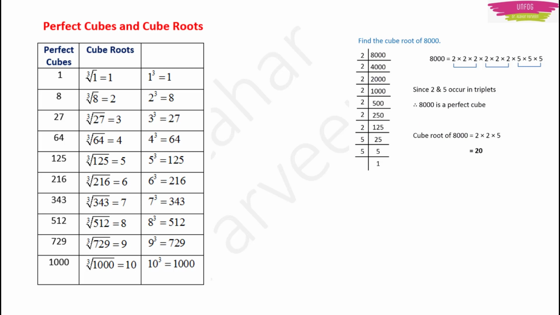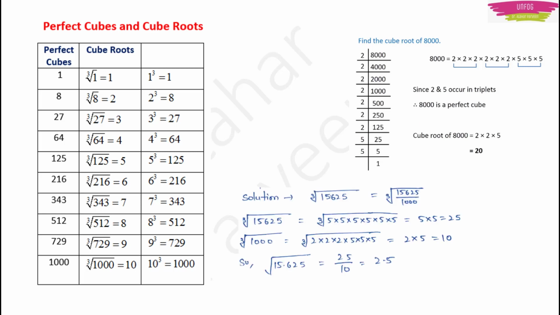Once all are done, now you should not look for the squares. Now you should look for the triplets. Triplet means 3 times of numbers. 2 3 times will be there. Again 2 3 times will be there. 5 3 times it will be there. Take the single numbers and then you multiply. That will give you the cube root of this number. Okay.